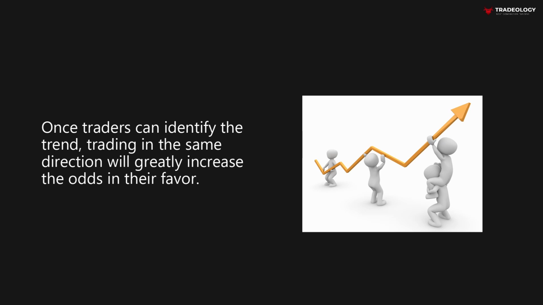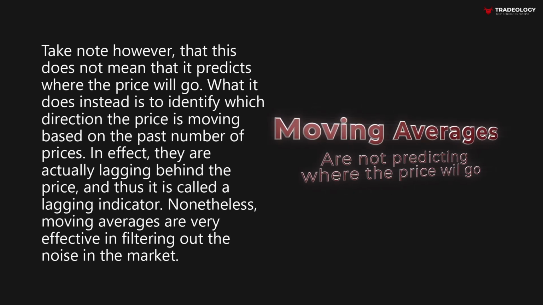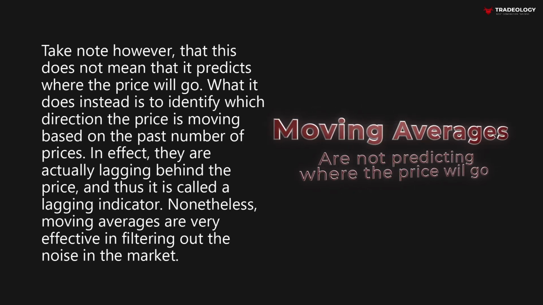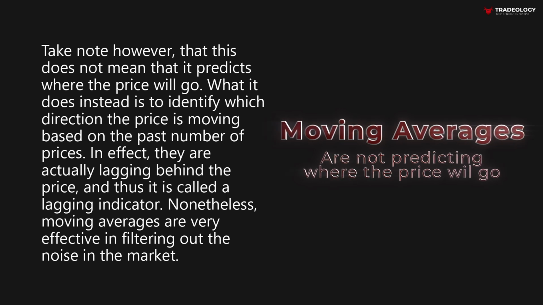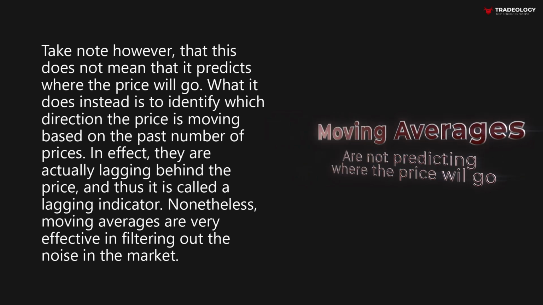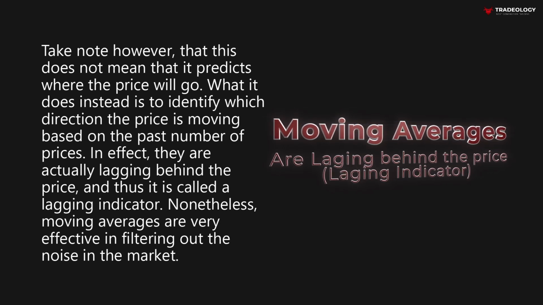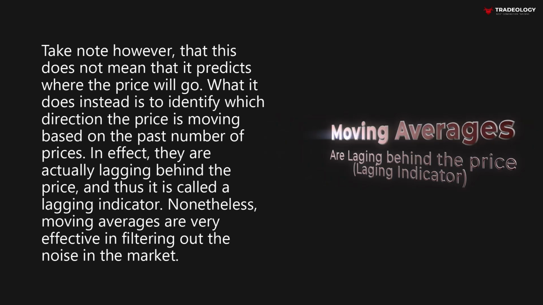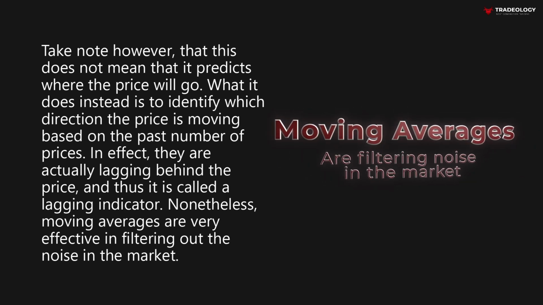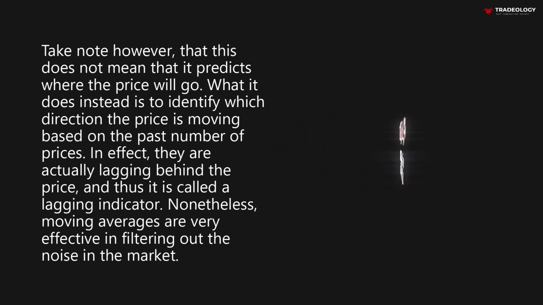Once traders can identify the trend, trading in the same direction will greatly increase the odds in their favor. Take note, however, that this does not mean that it predicts where the price will go. What it does instead is to identify which direction the price is moving based on the past number of prices. In effect, they are actually lagging behind the price, and thus it is called a lagging indicator. Nonetheless, moving averages are very effective in filtering out the noise in the market.